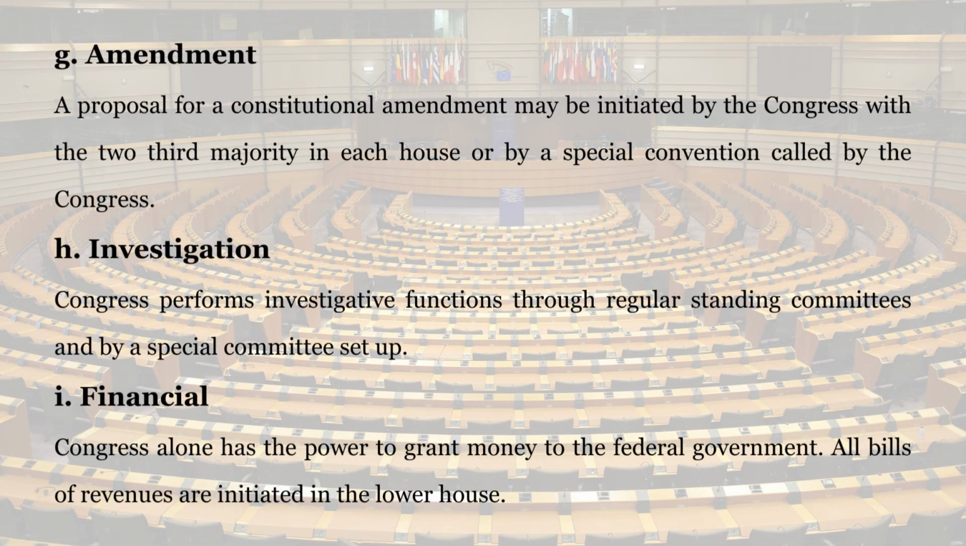G. Amendment. A proposal for a constitutional amendment may be initiated by the Congress with a 2/3 majority in each house or by a special convention called by the Congress. H. Investigation. Congress performs investigative functions through regular standing committees and by a special committee set up. I. Financial. Congress alone has the power to grant money to the federal government. All bills of revenues are initiated in the lower house.